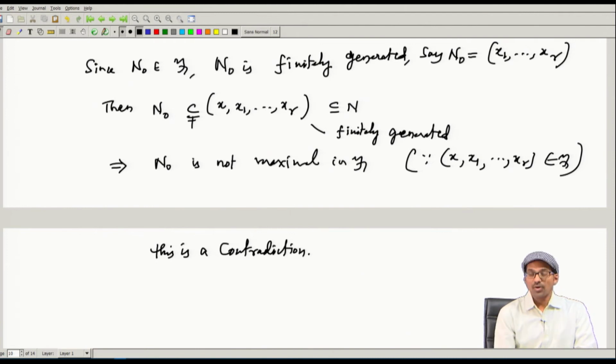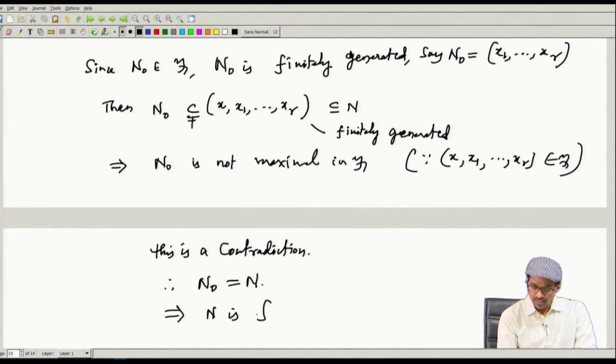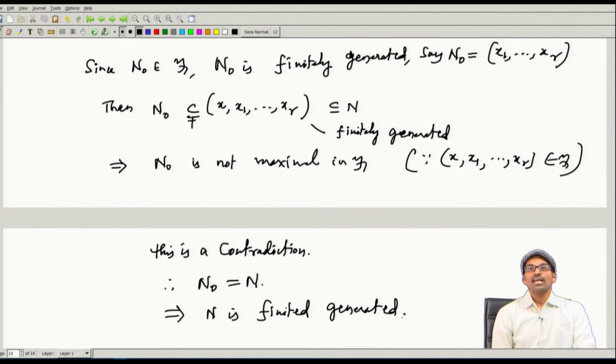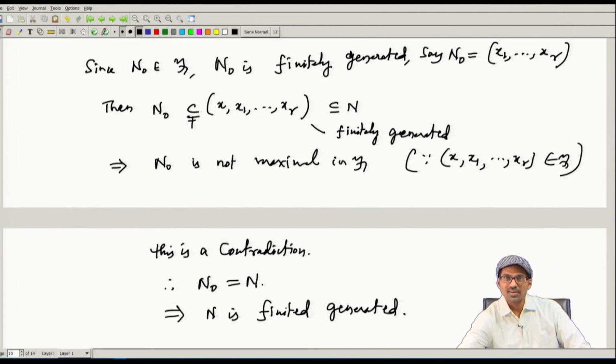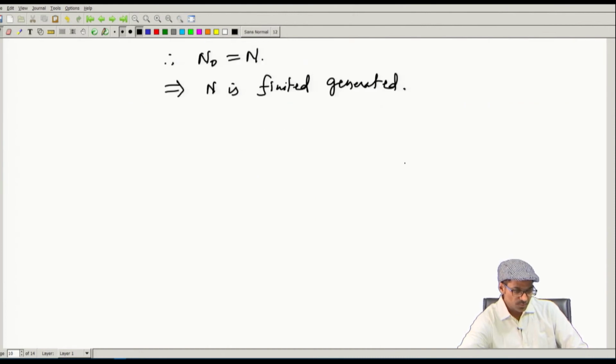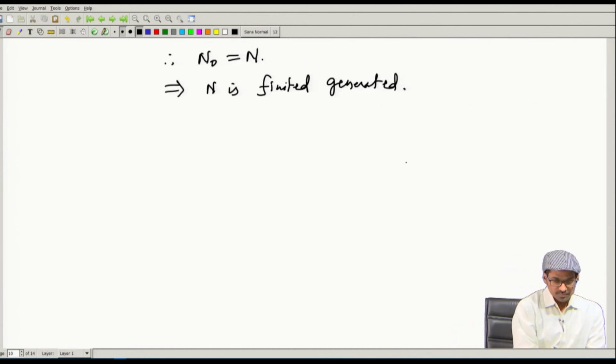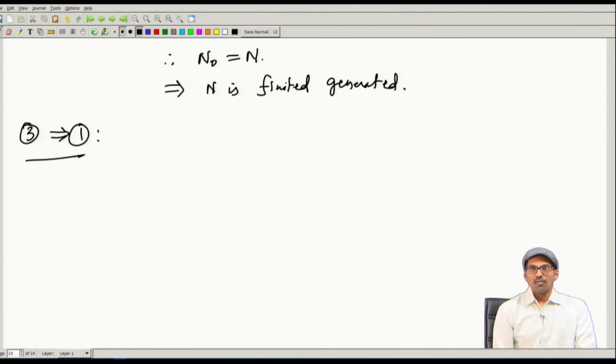Okay. Why did this contradiction come? We assumed that N naught is strictly contained in N, therefore N naught must be equal to N. But N naught is finitely generated, this means that N is finitely generated as required. Now, let us prove 3 implies 1. Then 1, 2, 3 are equivalent statements.